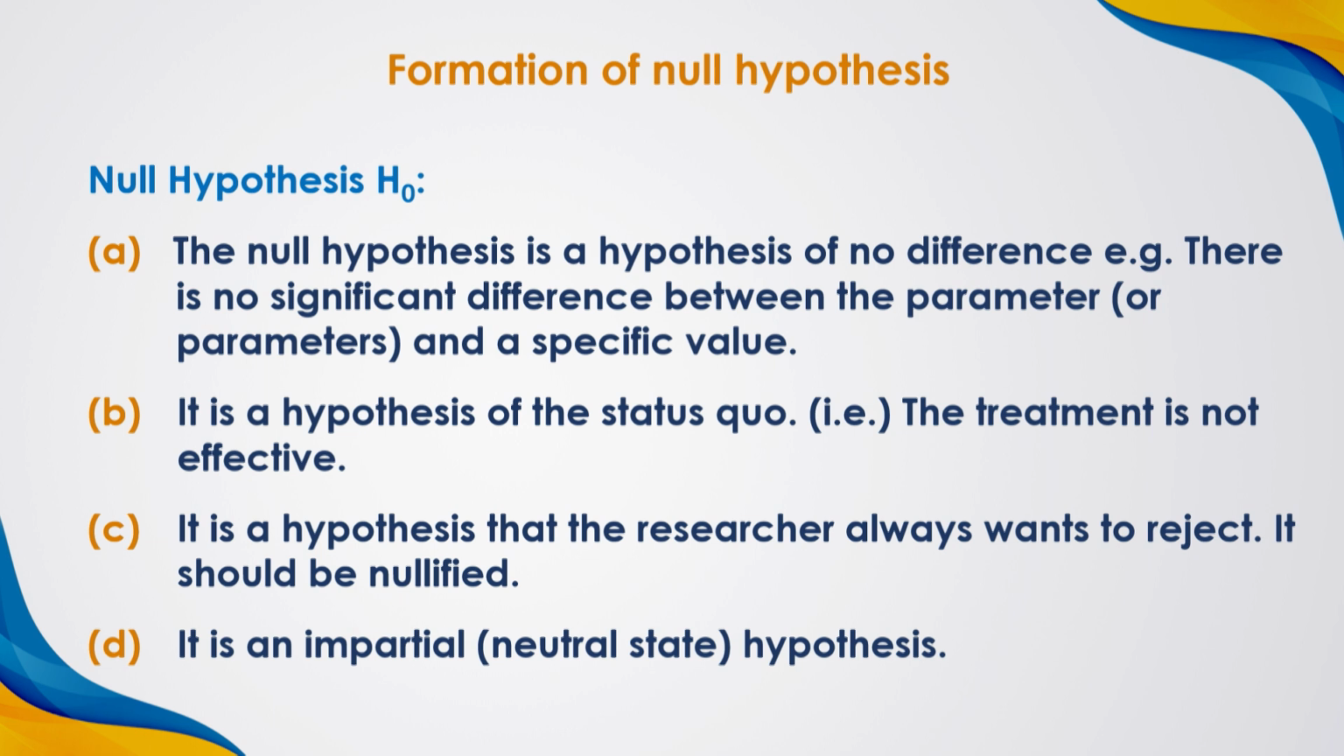When the treatment is not effective, that implies that the same status prevails. It is a hypothesis that the researcher always wants to reject. It should be nullified. It is an impartial hypothesis or neutral state hypothesis. Therefore, this hypothesis supports neither one side nor the other side, and since this is a hypothesis of neutral stage, we are calling it the null hypothesis.